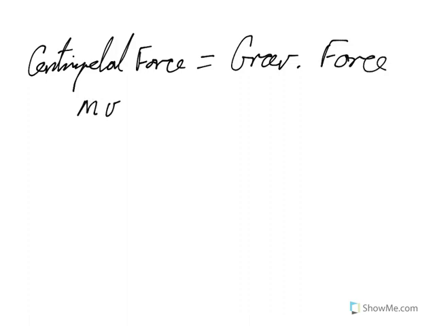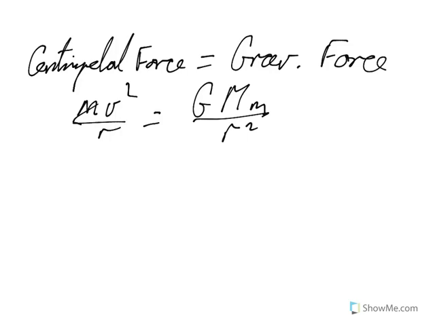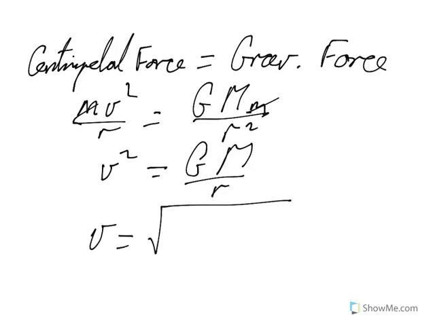So mv squared on r is equal to big G, big M, little m on r squared. The little m's cancel, timesing both sides by r means we get big G, big M on r. So the speed then that the satellite has to go is the square root of that. So the speed of the satellite depends upon the universal gravitational constant, how heavy the central body is, and the radius of the orbit.